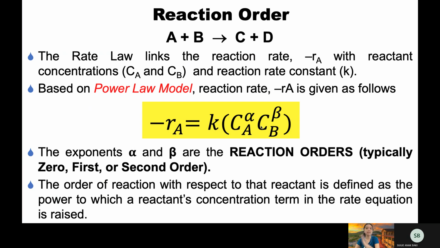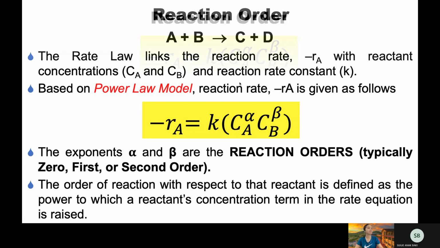Okay, so alpha beta again is the reaction order. So what is the reaction order? The order of reaction is defined as the power to which a reactant concentration term in the rate equation is raised. So meaning to say that reaction order is the power to which your reactant will be raised. Katakan if second order, Ca power 2, means the rate of reaction is against concentration of A power of 2, or let's say first order power of 1, or let's say third order power of 3. Okay, so that's the definition of alpha and beta.